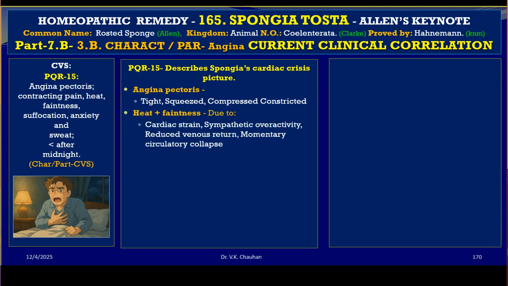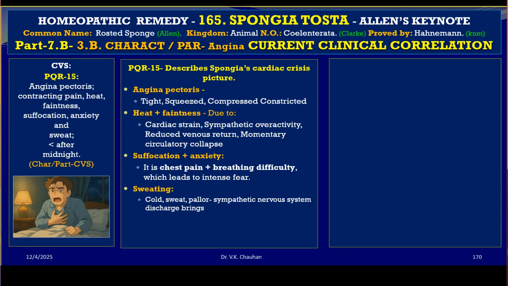And then cardiac strain, sympathetic overactivity, reduced venous return, momentary circulatory collapse, all that contributes because of valvular heart disease. Suffocation and anxiety: it's chest pain, breathing difficulty which leads to intense fear, and sweating is a common feature because of the sympathetic hyperactivity stage where we have angina. The cold sweat, pallor is very marked, but it is a serious thing which needs to be kept in mind. If the pain is more than 5 minutes, it is unstable angina.